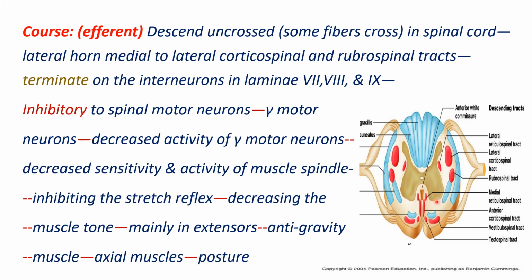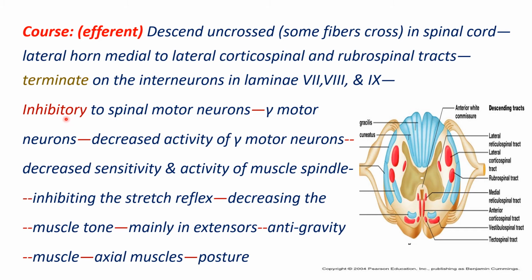Here we can see that the medial reticulospinal tract lies in the anterior horn, and it lies posterior to the anterior corticospinal tract and also the vestibulospinal tract and the tectospinal tract. The lateral reticulospinal tract terminates on the interneurons in laminae 7, 8 and 9 of the spinal cord. Now here they act opposite to the medial reticulospinal tract.